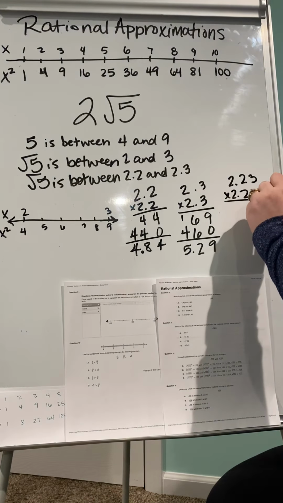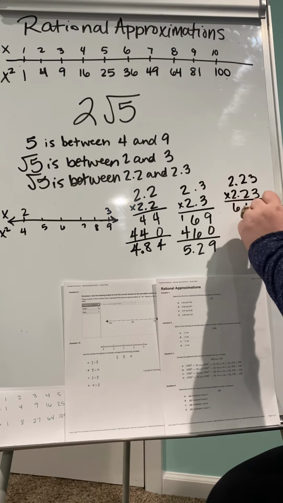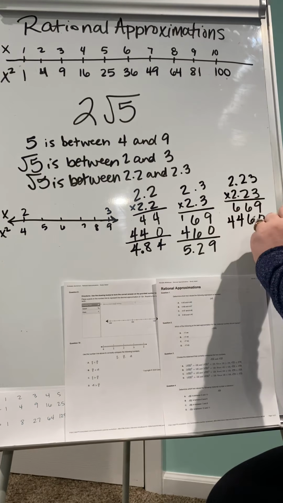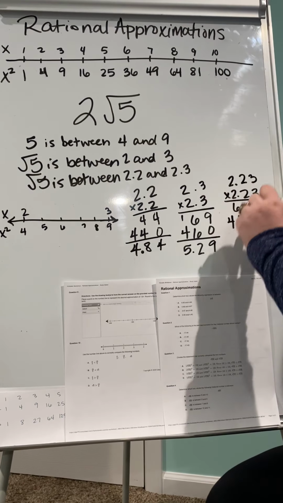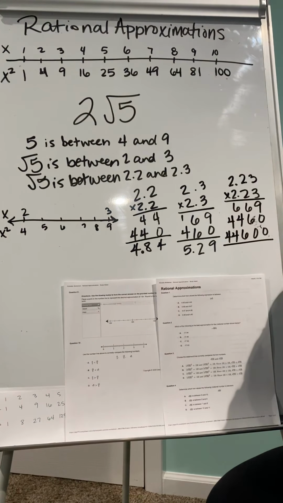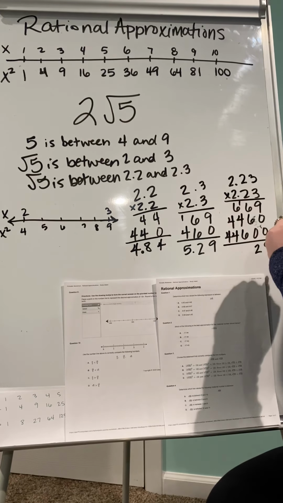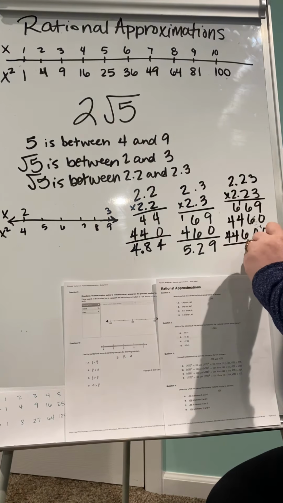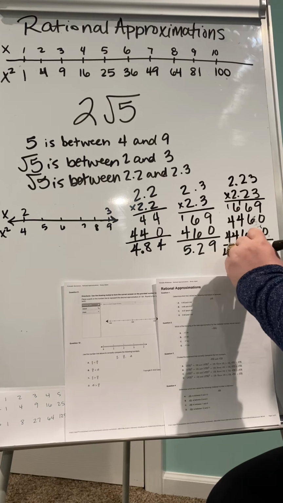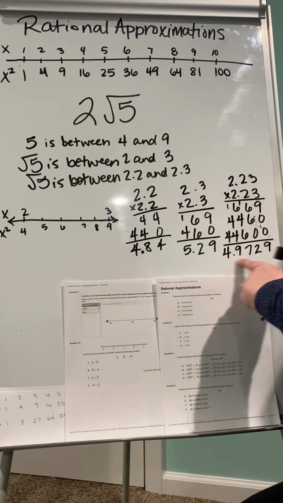3 times 3 is 9. 3 times 2 is 6. 3 times 2 is 6. 2 times 3 is 6. 2 times 2 is 4. 2 times 2 is 4. Now we have 2 zeros. 2 times 3 is 6. 2 times 2 is 4. 2 times 2 is 4. Okay, let's add that up. We get 9, 12, carry the 1. I got 10, 17, carry the 1. 8, 9. I got 4.9729. That is a pretty good estimate if we're trying to get to 5.